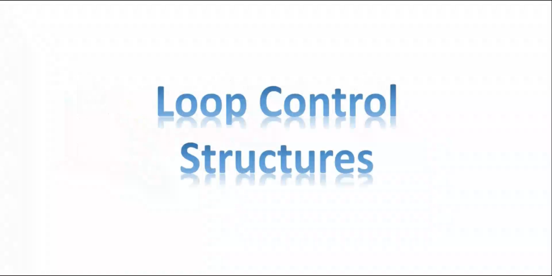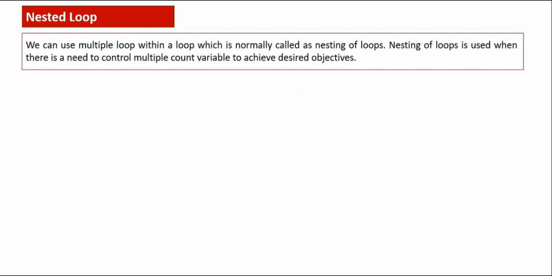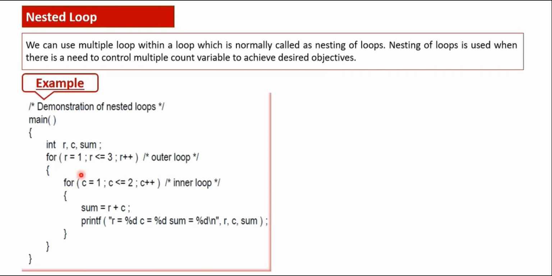Hello and welcome back to this course. In the previous few sessions, we have discussed the for loop, while loop and do while loop. Now in this session, we are discussing nesting of loops, that is how we can use a loop inside the body of a loop. Okay, so let's start. We can use multiple loops within a loop, which is normally called nesting of loops. Nesting of loops is used when there is a need to control multiple count variables to achieve desired objectives. Let's understand with this example.